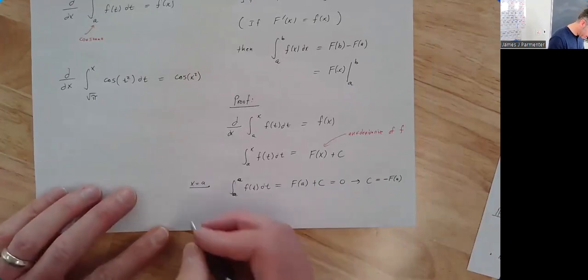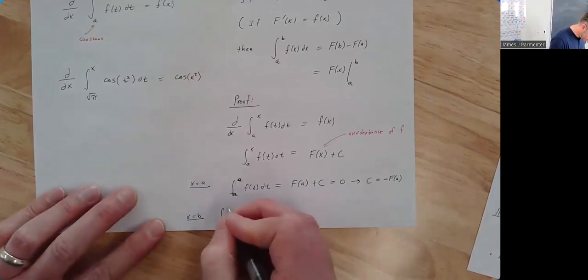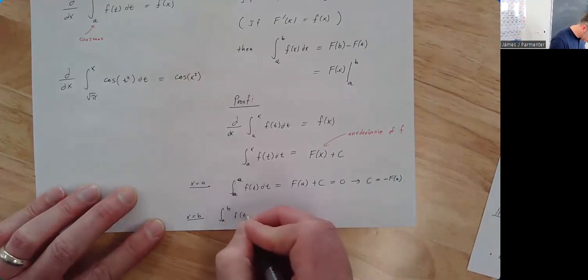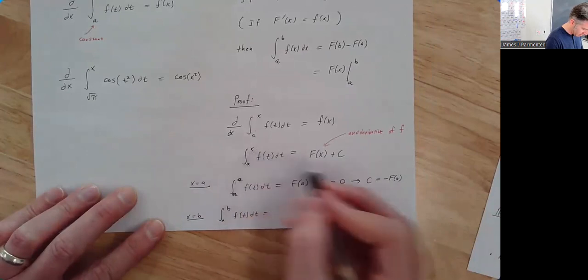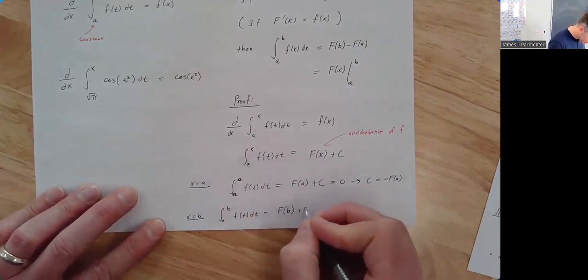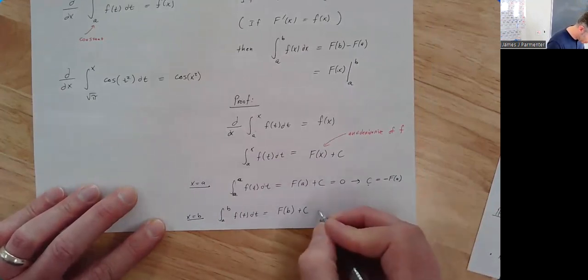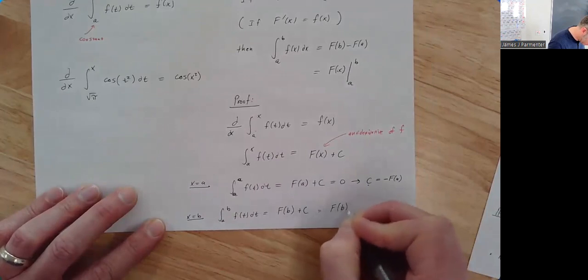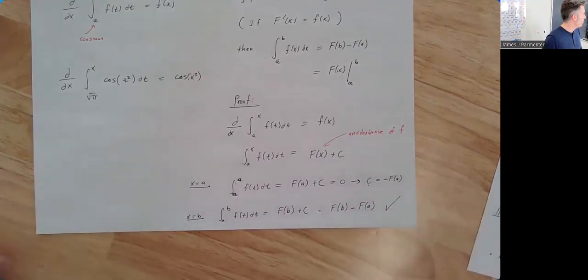So then, if we let X equal B, we can say that the integral from A to B of F of T dt, well, if I just plug it into this function here, I'm just replacing X with B. So you get capital F of B plus C, but we just found out that C is equal to negative F of A. So that's really going to be capital F of B minus F of A. And that's exactly what we wanted to show. That is part 2 of the fundamental theorem of calculus.